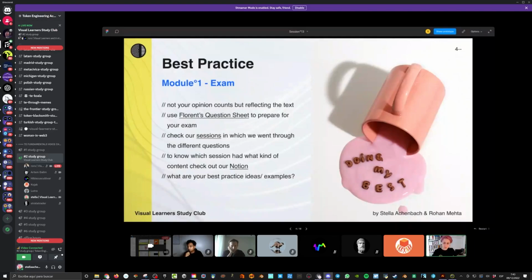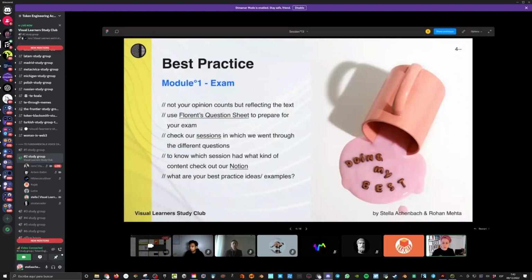Then another part is obviously Florent provided us with the question sheet, which is really good to prepare for the exam and also to link up with other people who are taking the same exam right now and confirm with them if they think the same. So you can discuss your answers with each other. That's an option.